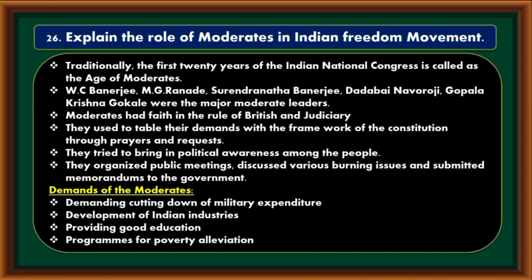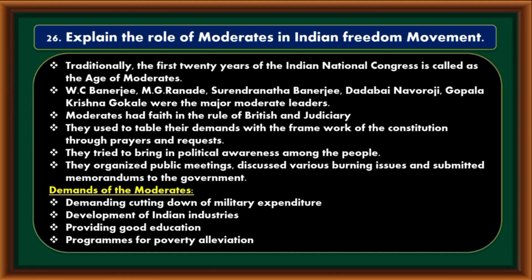Explain the role of moderates in the Indian freedom movement. Traditionally, the first 20 years of the Indian National Congress is called the age of moderates. W.C. Banerjee, M.G. Ranade, Surendranath Banerjee, Dadabhai Naoroji and Gopalakrishna Gokhale were the major moderate leaders. Moderates had faith in the rule of the British and the judiciary. They used to table their demands within the framework of the constitution through prayers and requests.